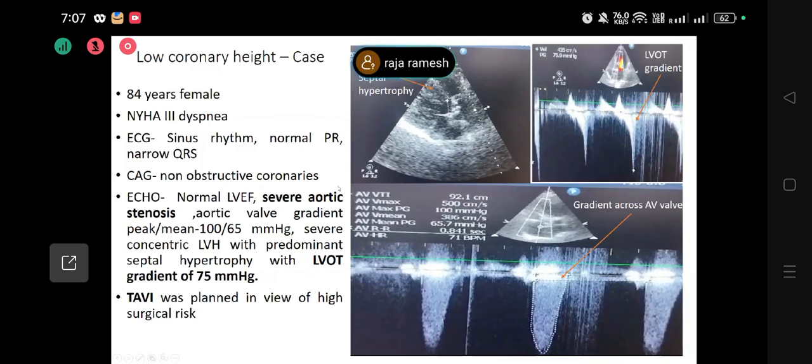Coming to a case example, this is an 84-year-old lady with severe dyspnea and severe aortic stenosis, and some form of LVOT gradient is also there. We can see the LVOT gradient in this patient. So there are two levels of obstruction. One is at the valvular level; we can see this contour. The other contour is the characteristic of your HOCM.